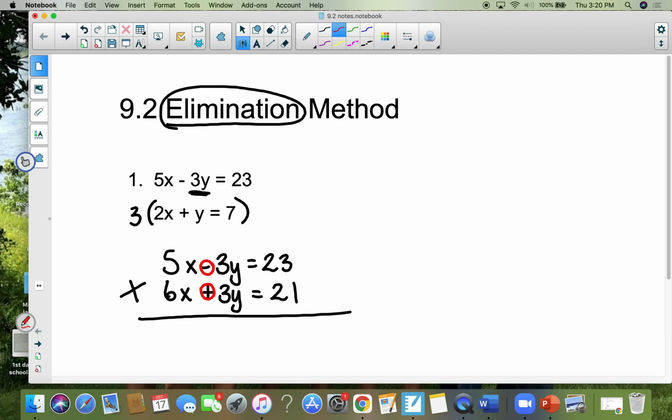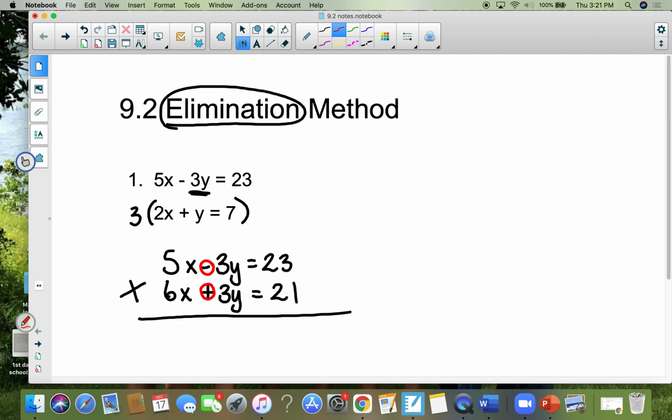opposites of each other and the same number. You don't have to eliminate the y's. I could have eliminated the x's also, just as long as the numbers in front of them are the same number but opposites of each other. All I'm going to do now is add up the columns.